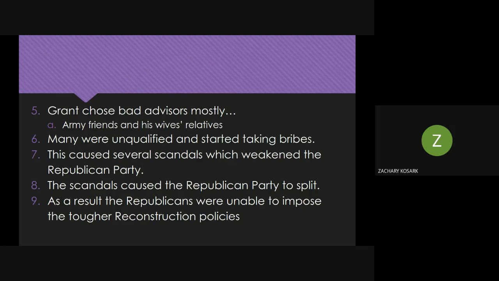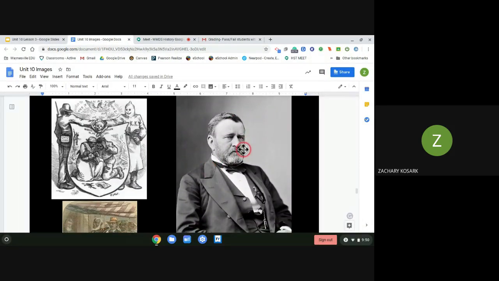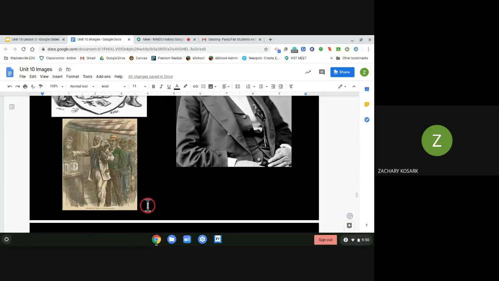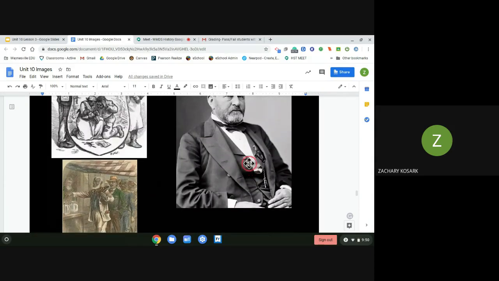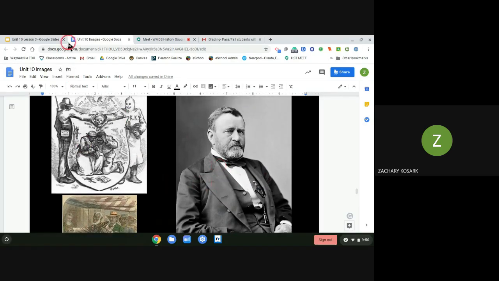Ulysses S. Grant, if you need to see a picture of him, this is him right here. This image down here kind of represents the 15th Amendment. So Ulysses S. Grant kind of puts down the Ku Klux Klan and also supports the 15th Amendment. Those are some of the highlights of his presidential terms.